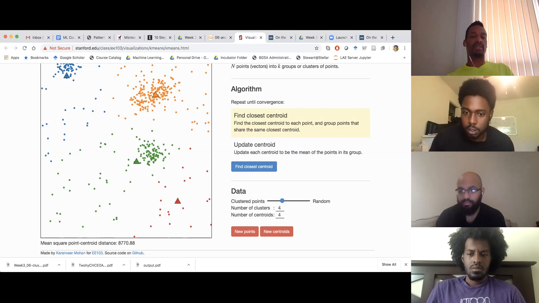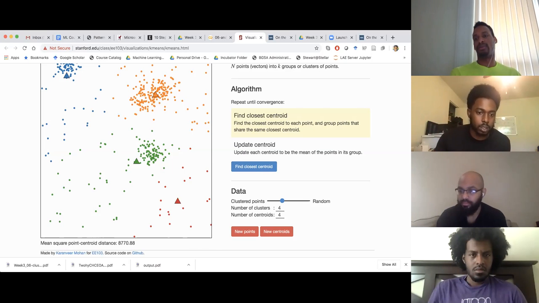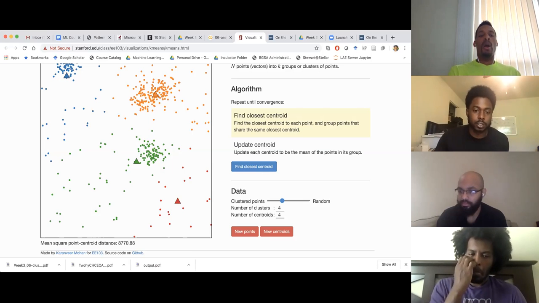It makes sense because the centroids are sort of randomly generated. Yeah. So with this particular algorithm, that is one thing you need to consider.